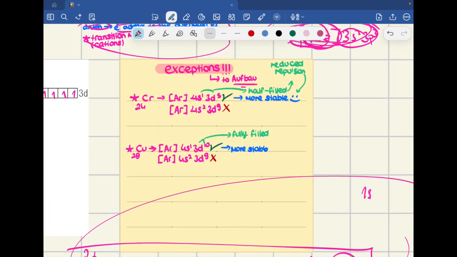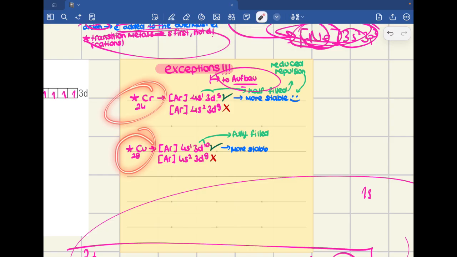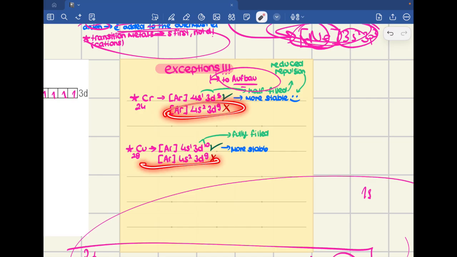We have two exceptions to the Aufbau principle, and this is the final part of the electron configuration part of the structure. Okay, so we actually have chromium and copper. Normally this is the number of electrons. So you would normally expect chromium to have this electron configuration, right? But this is not the case.